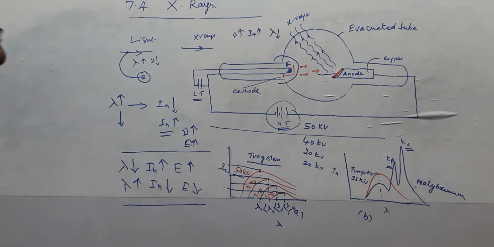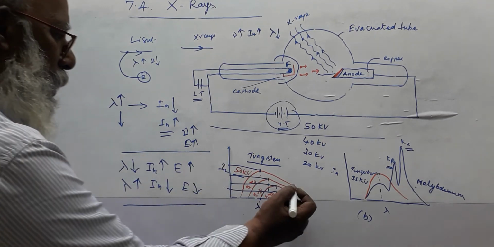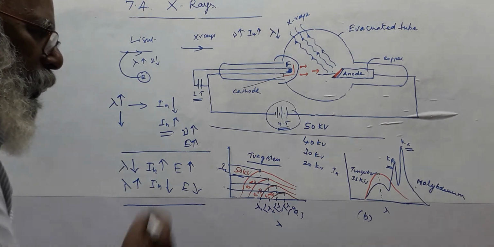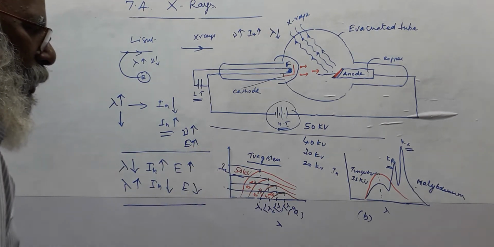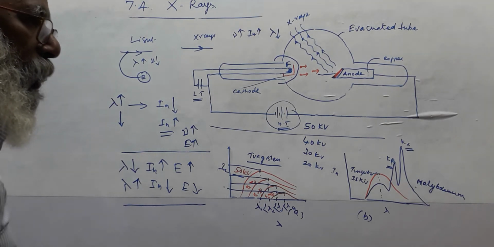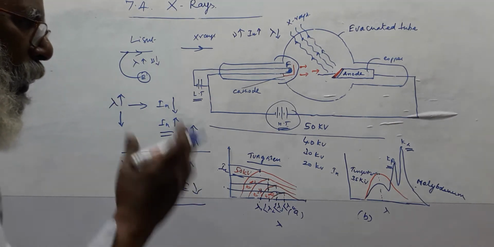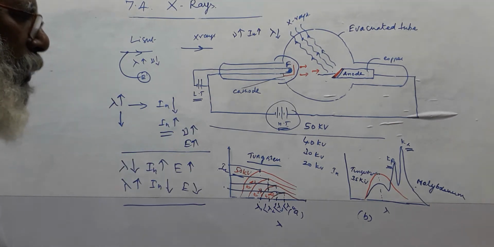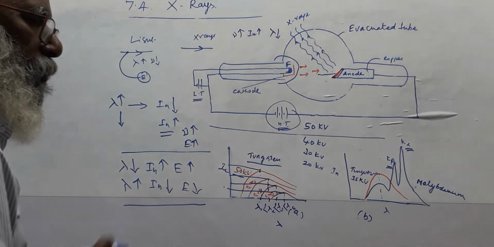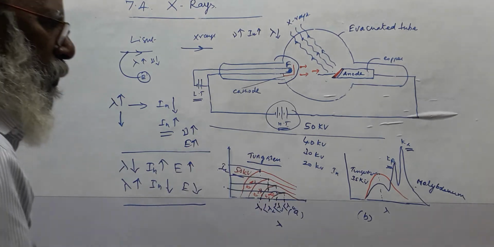If you consider this spectrum, it seems to be a continuous spectrum. The X-ray spectrum is a continuous spectrum, not discrete, not a line spectrum. Then we have to deal with the minimum wavelength or cutoff wavelength and the maximum wavelength.